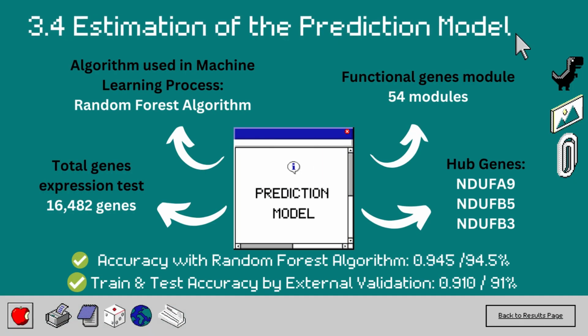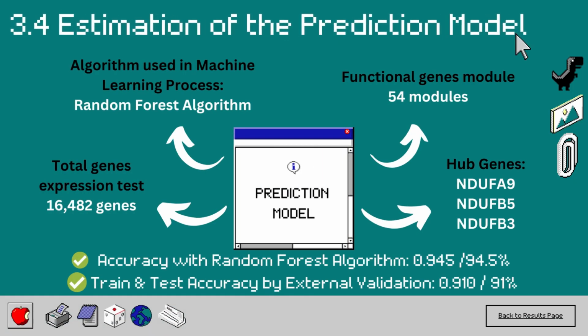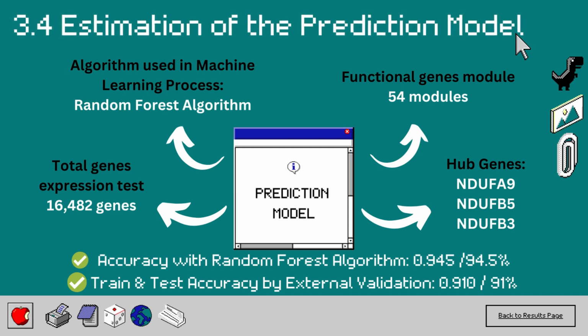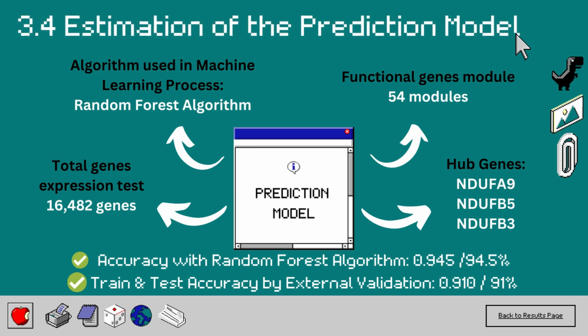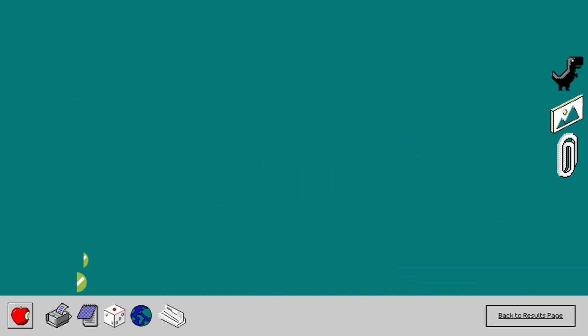Lastly, the estimation of the prediction model was done. The total gene expression tested was 16,482 genes, with the random forest algorithm used, 54 functional gene modules, and 3 key hub genes. The prediction model had been established. From all the algorithms, the random forest algorithm had the highest test accuracy of 0.945 or 94.5%, with the train and test accuracy via external validation of 0.910 or 91%. The predictive model had been constructed.